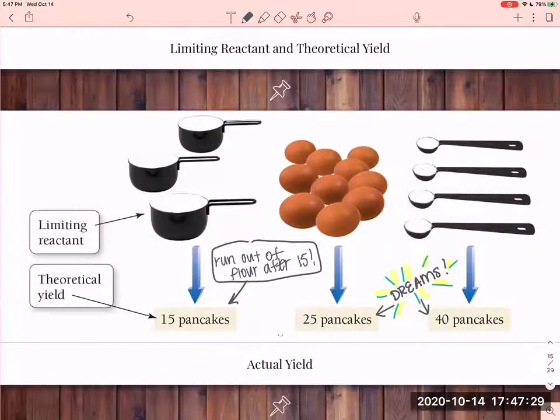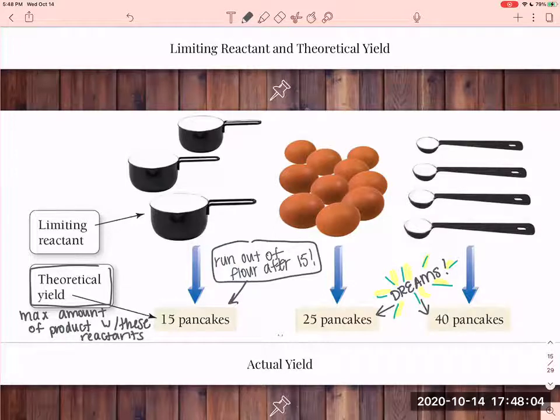But let's assume I can't do that, right? I ran out of flour after 15. 15 is the maximum number of pancakes I can make given these restraints, given these ingredients. So therefore, that is called my theoretical yield. It is the maximum number or maximum amount of products with these reactants. Okay, with what you're given is the most you can make.